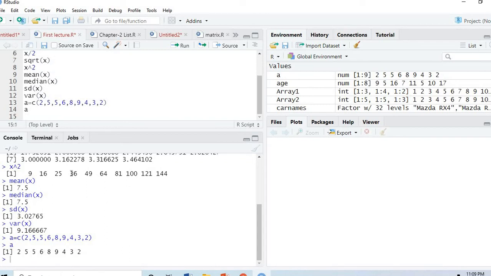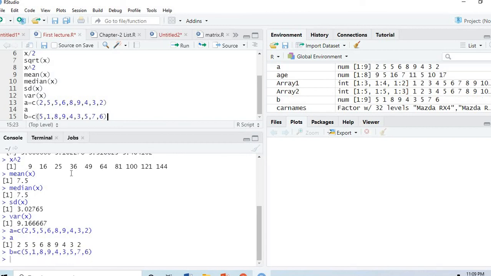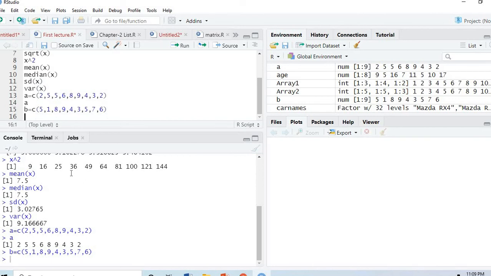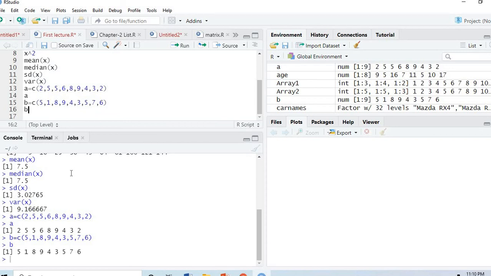Similarly, I create a vector B with certain elements. These are the certain elements of the vector B. Alt plus Enter. To check it, you type B and again Alt plus Enter. So you will have the values of B.